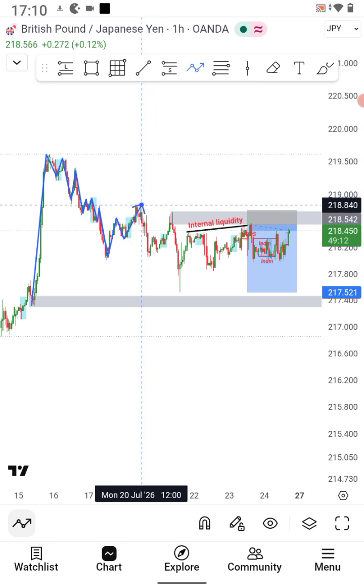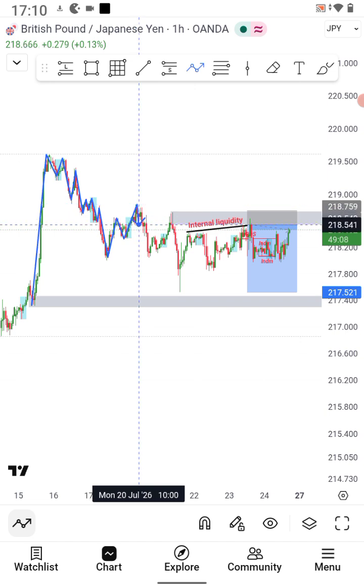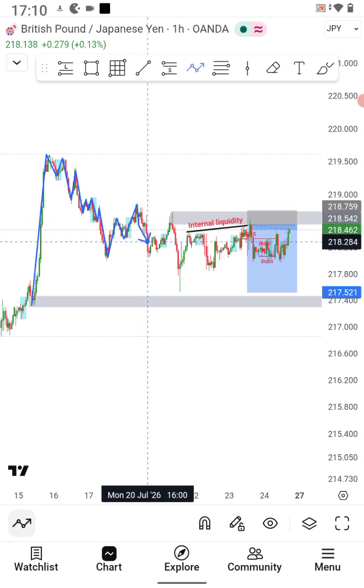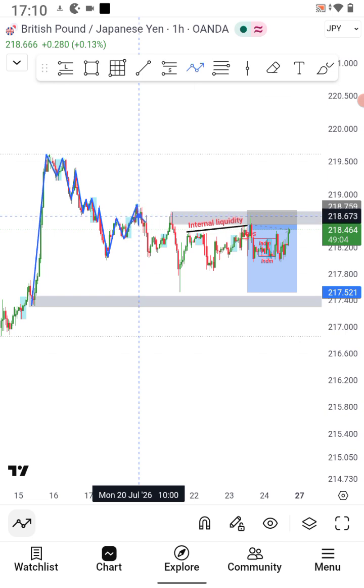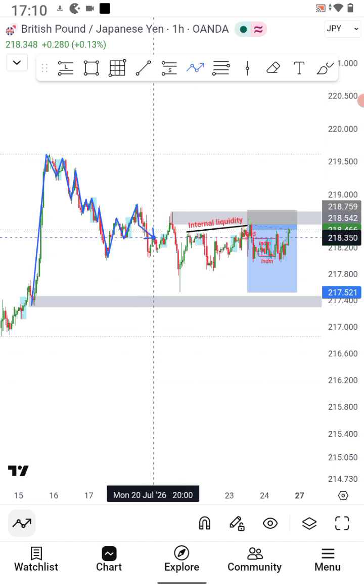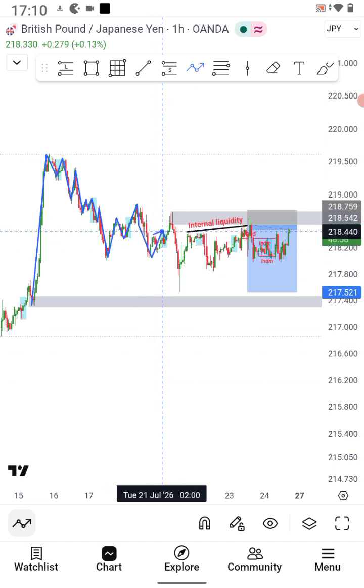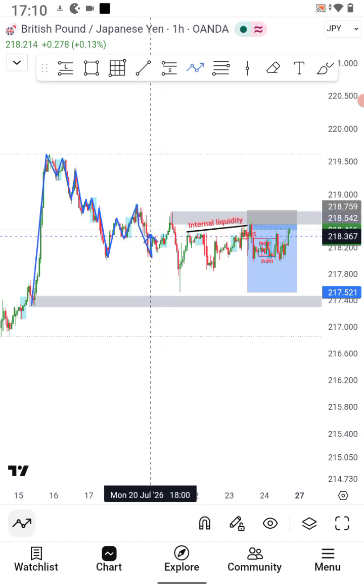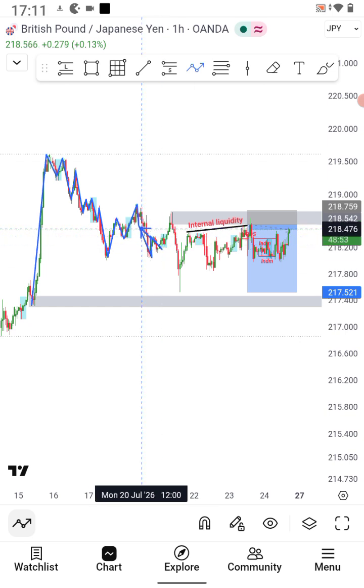It swept it, and dropped. You can also call it this small something, maybe internal liquidity. It just dropped. Then internal liquidity here. This is also an internal liquidity.